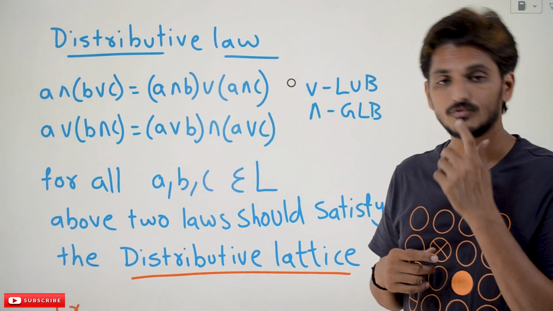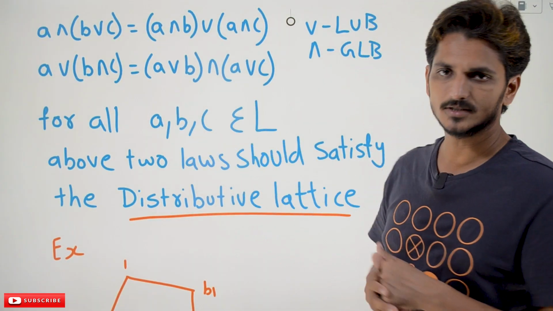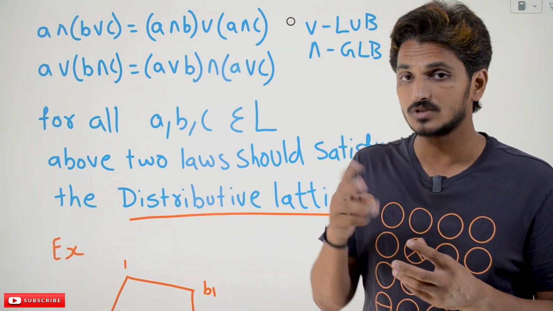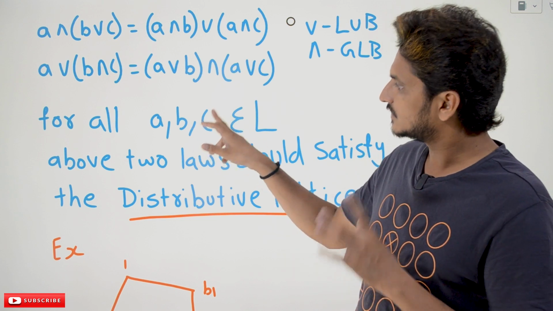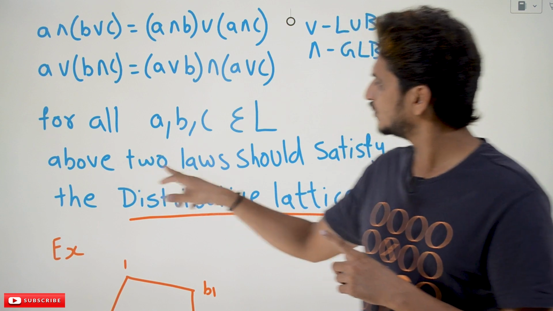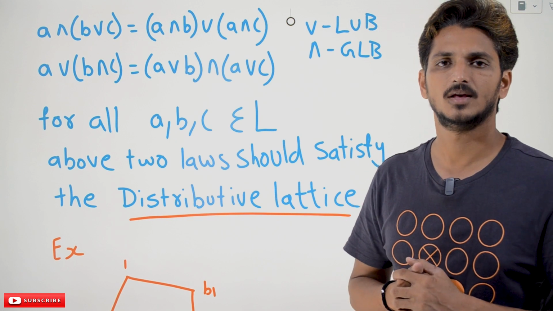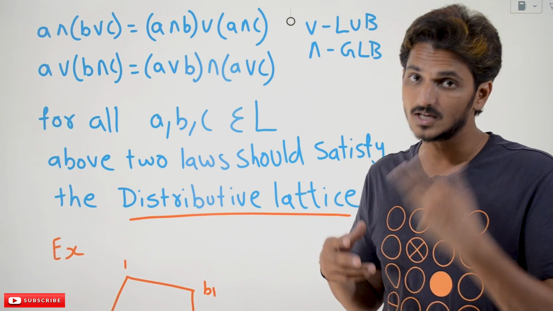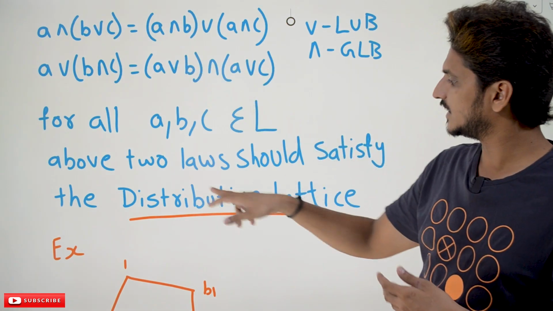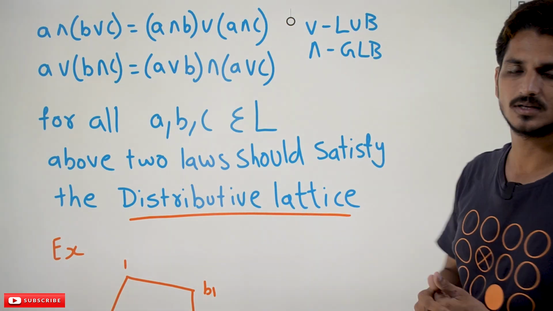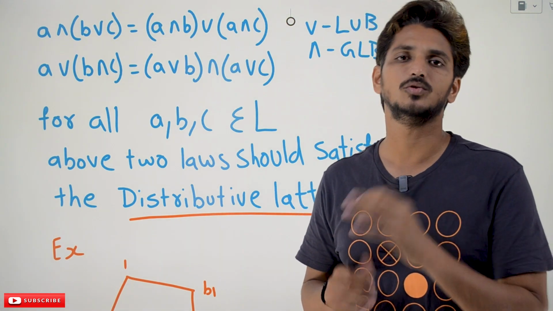Now coming to the understanding of distributive lattice. For all A, B, C belonging to a lattice, you take any three elements from the lattice. Those three elements should satisfy the above two laws. If they satisfy them, then we say it is a distributive lattice. All lattices are not distributive, only a few of them are distributive lattices.